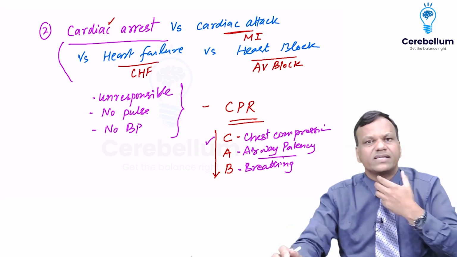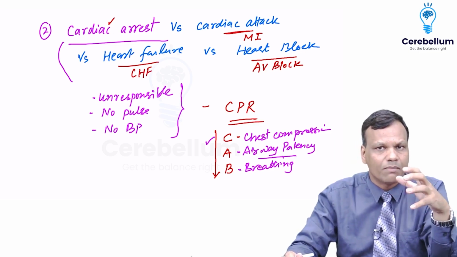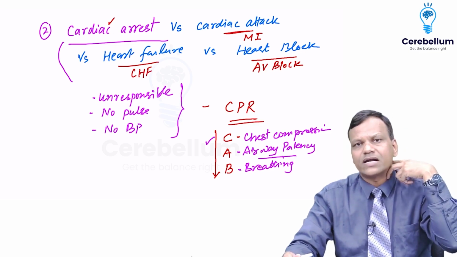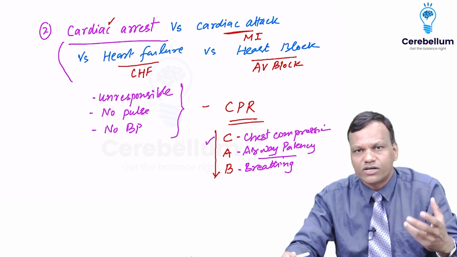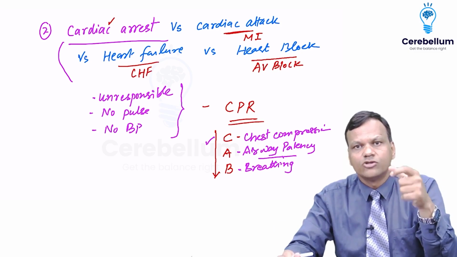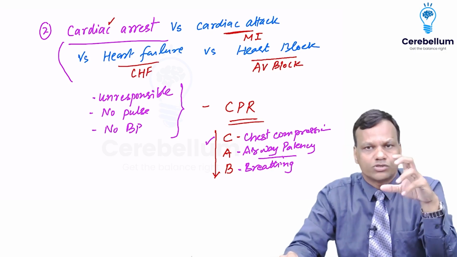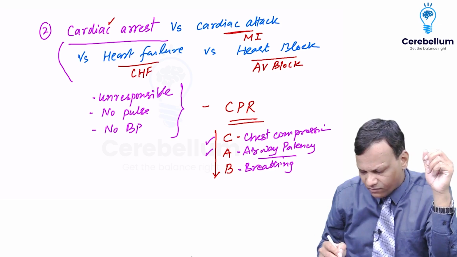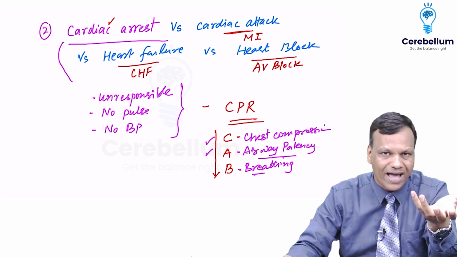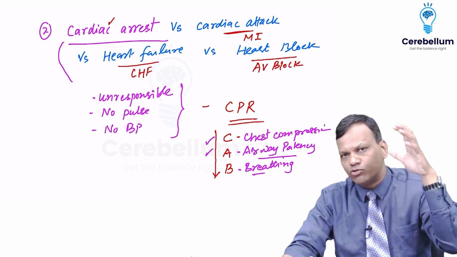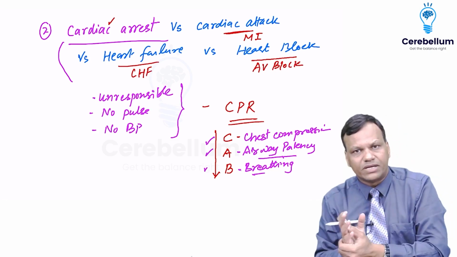The second thing is airway patency. The airway should be open. Mostly when the person becomes unconscious, the tongue falls back and closes the glottis, so even if you are giving air, it is not going into the lungs. So you need to open the airway. Mostly we slightly tilt the neck so that the glottis opens. And third, we give breathing: mouth to mouth breathing, which is rarely used nowadays, an ambu bag or a ventilator. So basically: chest compression, airway patency and breathing.